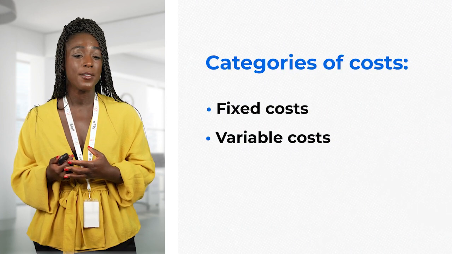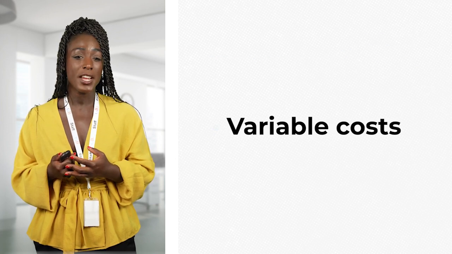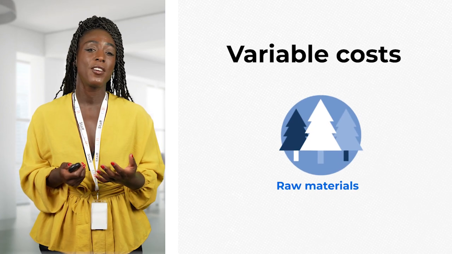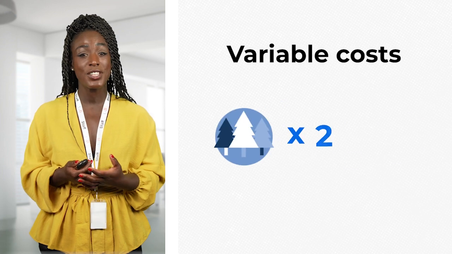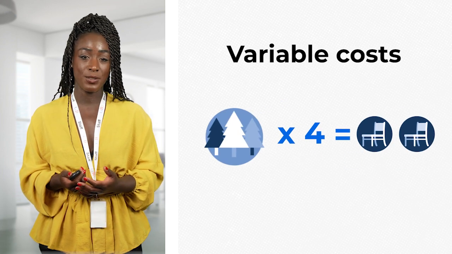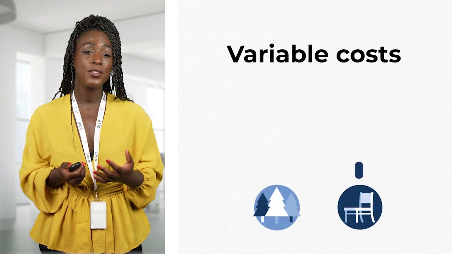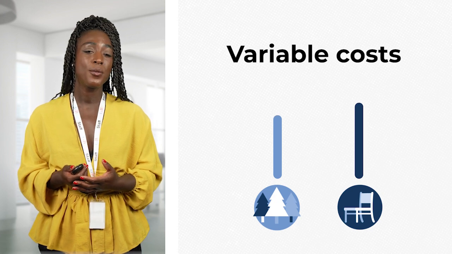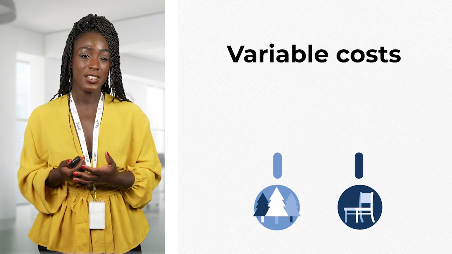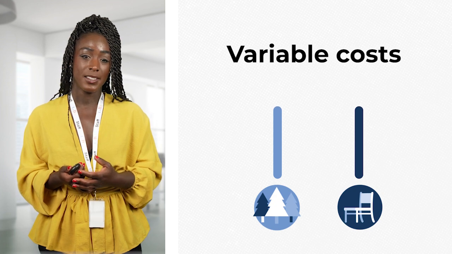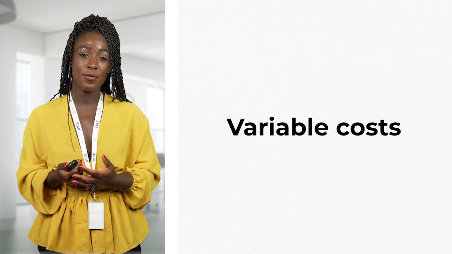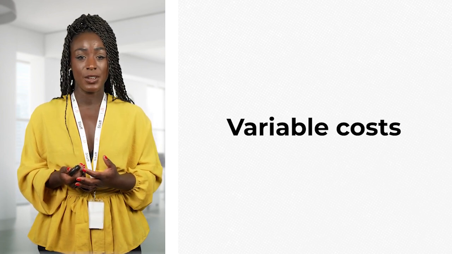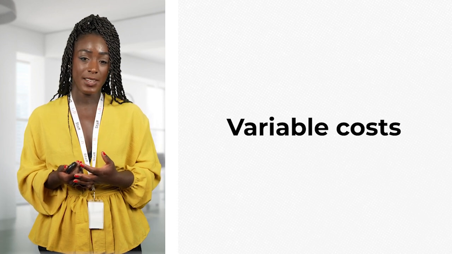Next, let us define a variable cost. This is a cost that changes based on how much the business produces or sells. Raw materials are an example of a variable cost. The more chairs a business creates, the more raw materials they will need to purchase. So the cost of the raw materials will go up or down depending on the amount of products that are made. In other words, variable costs change in direct proportion to a business's output. It is important to note that the variable costs involved in producing and selling a product or service are called the cost of sales. We will return to this concept later on in the lesson.